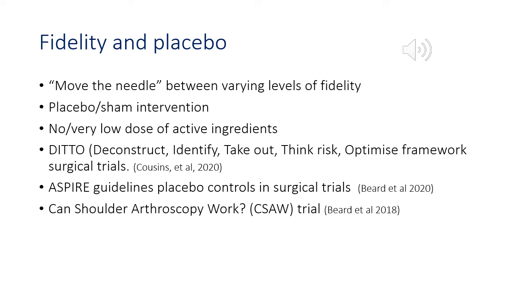And an interesting example is CSAW. In CSAW, the experimental intervention group receives arthroscopic surgery with bone spur removal in the shoulder, but one of the control groups receives a sham intervention where there is the arthroscopic surgery but no bone spur removal.